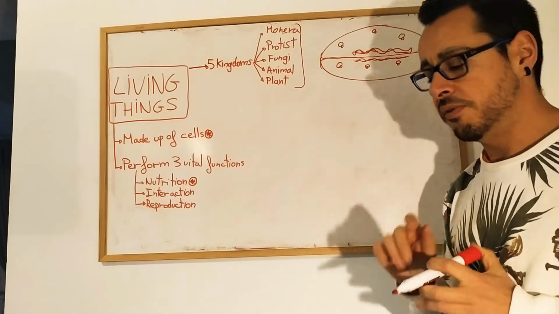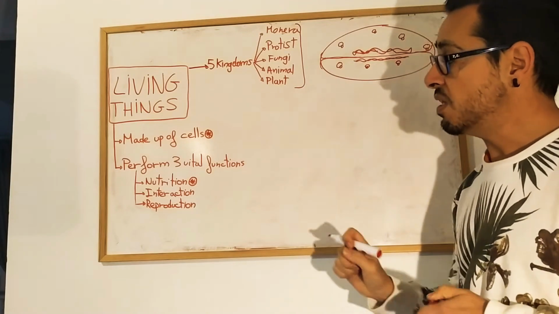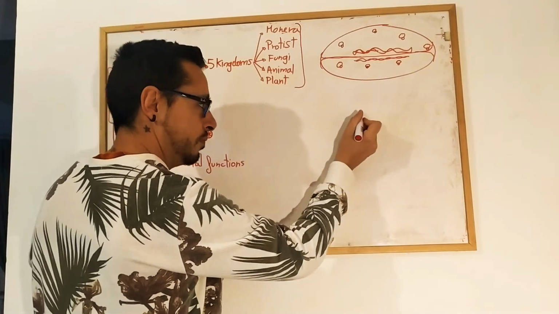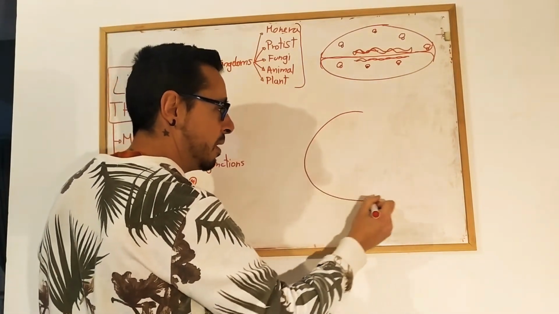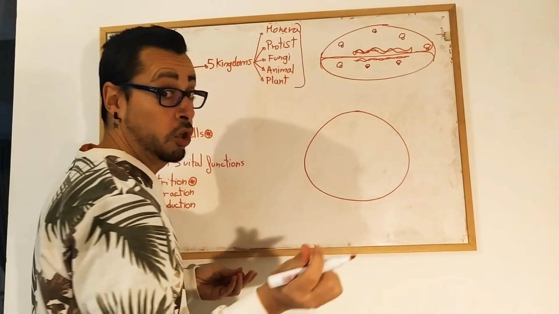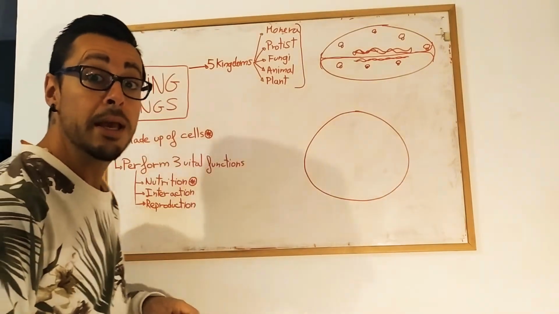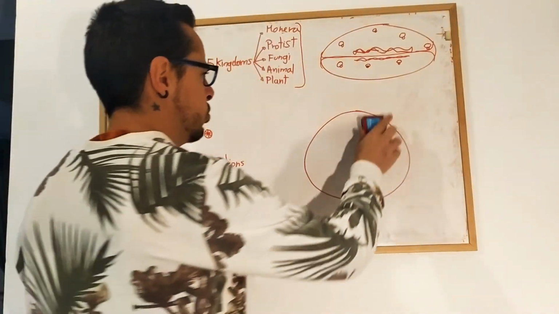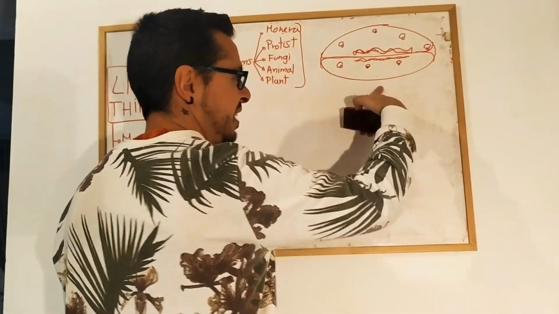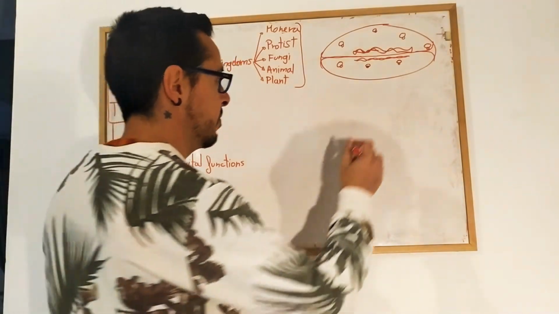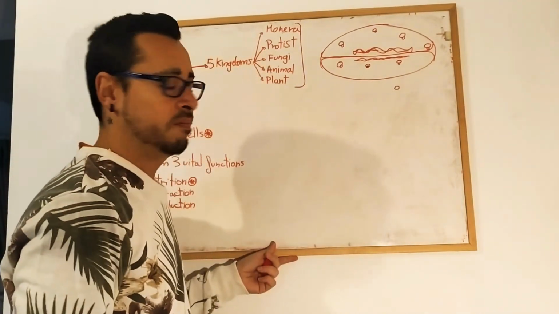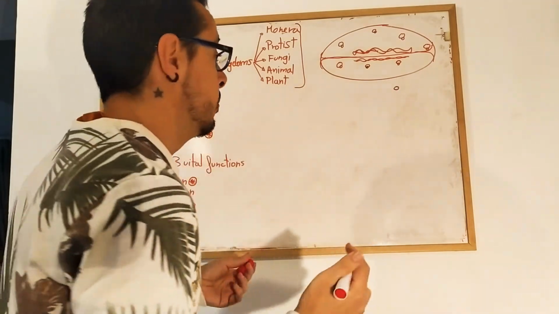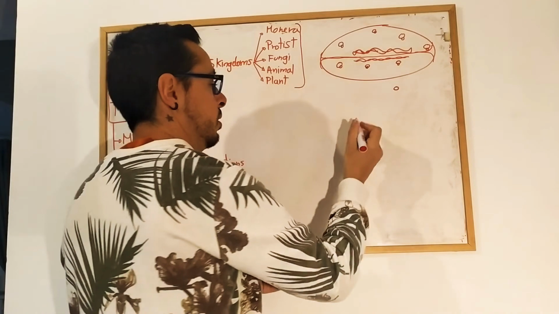Okay, that's perfect. Now, what is a virus? A virus has a membrane, okay, made of lipids. This is too big for being a virus. If this is a cell, this is a virus. I'm going to draw it bigger but it would be like this.